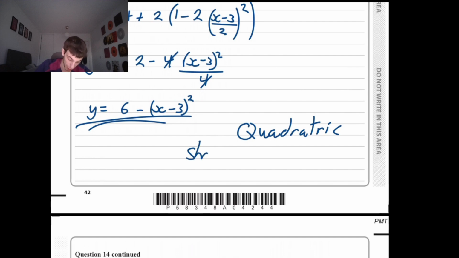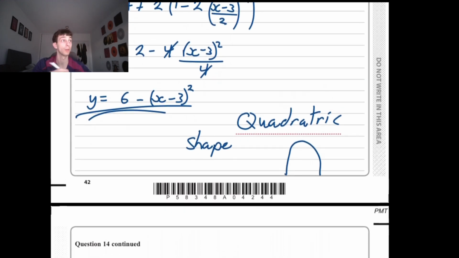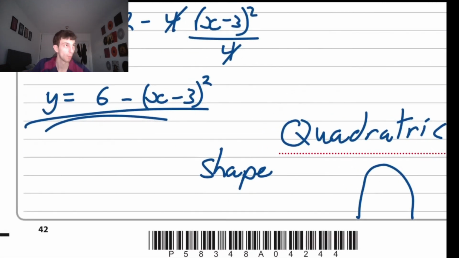Therefore, what do we know about the shape? We know our shape is going to be a frowny face, right? A negative quadratic, okay? We also know the turning point. So what is the maximum possible value that we can get? We have 6, take away something squared. If we want the maximum possible value, we want to take away the smallest possible number from 6. And the smallest possible number that you can get on anything squared, just focusing on the squared part, is that it must be larger than or equal to 0. So the smallest possible value will be 0. Because we want the maximum possible value of y, we do 6 take away the smallest value of this (x minus 3) squared, which will be 0.